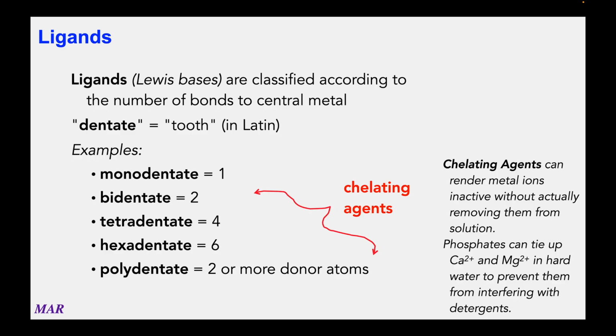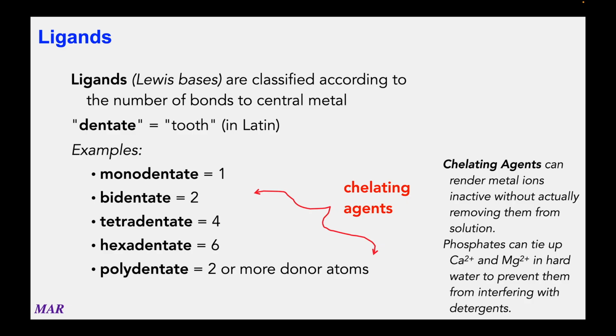Now, a chelating agent is a term you may have heard of before. A chelating agent is just a ligand with 2 or more teeth, 2 or more places to bond to metals. And they can render metal ions actually inactive. They essentially can pull them out of solution and make them do something else. Phosphates are a great example of how they can tie up calcium and magnesium ions in hard water, so it keeps them from interfering with detergents, stuff like that. We'll talk a little bit more about this in a little bit.